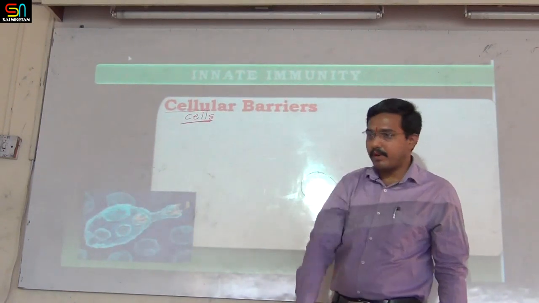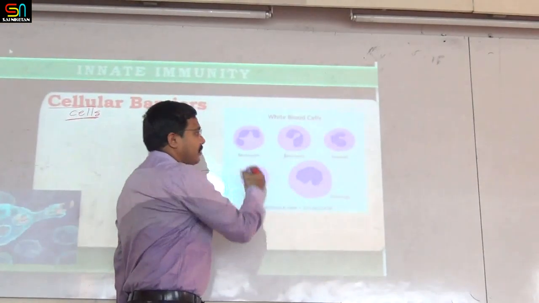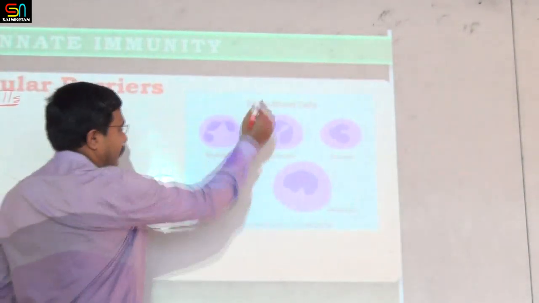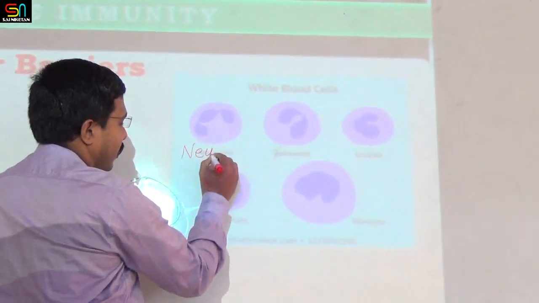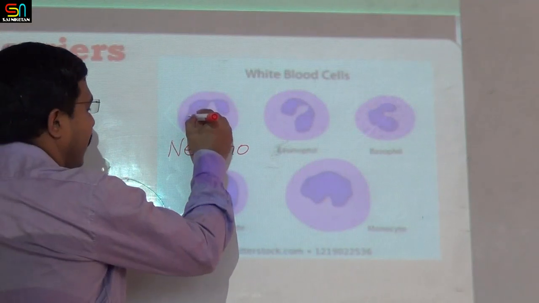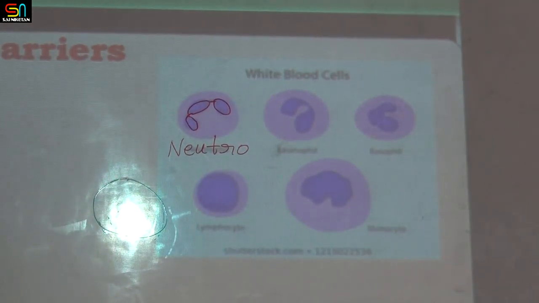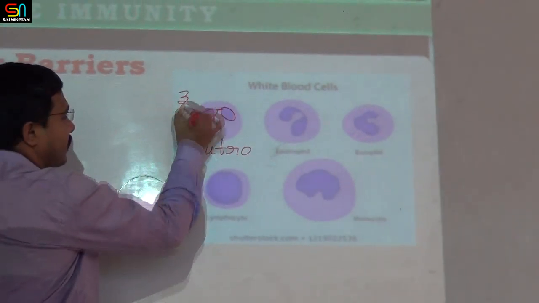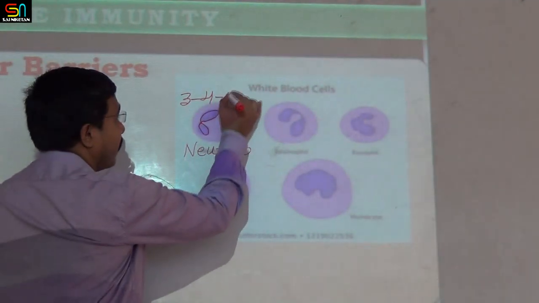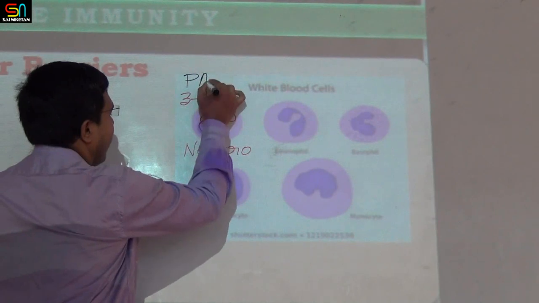You should first know the five types of WBCs. First you should know these, then if I give an example, you can very easily understand. The first type of WBC is neutrophil. You have already studied this. Neutrophil has a multi-lobed nucleus. Some neutrophils have a 3-lobed nucleus, some have a 4-lobed nucleus, and some have a 5-lobed nucleus. Therefore, the neutrophil is called PMNL.